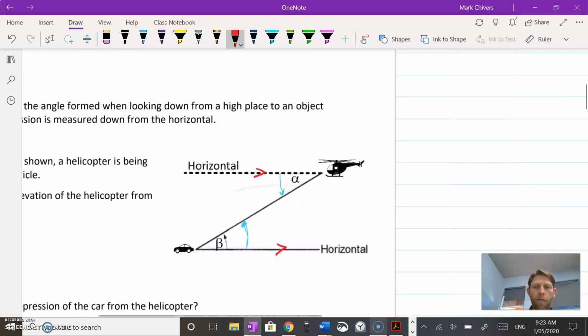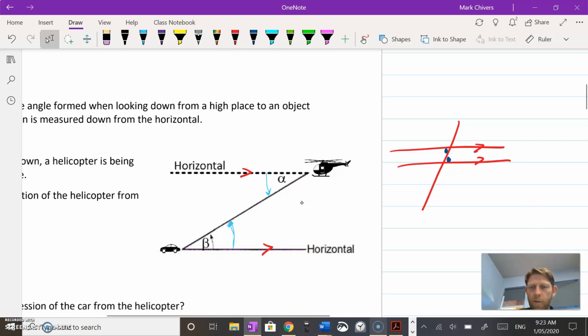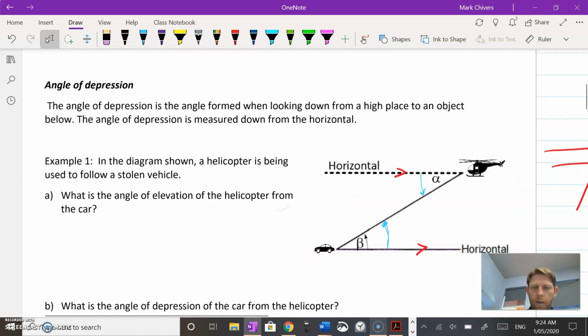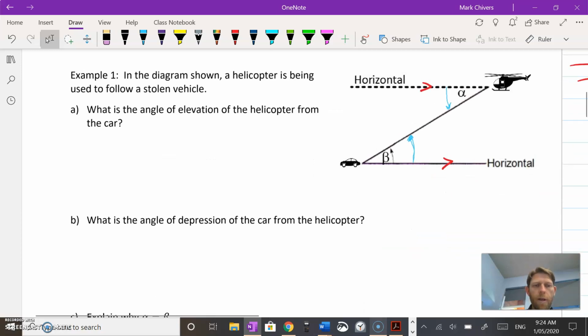You might remember from when we were doing parallel lines a long time ago that when we're looking at alternate angles, we're looking at angles like this that are on the other side. And you probably remember that we call them Z angles because they go along here and along there and along there like that. Every angle of elevation has an alternate angle of depression that's the same size, and you can use that identity sometimes to solve some problems.